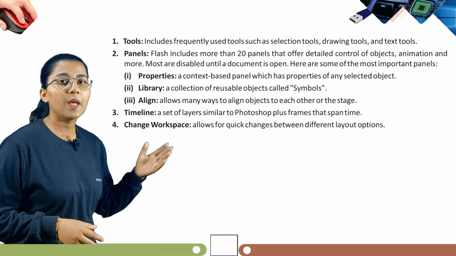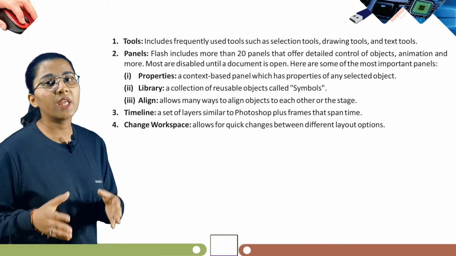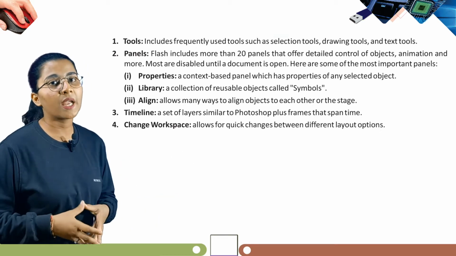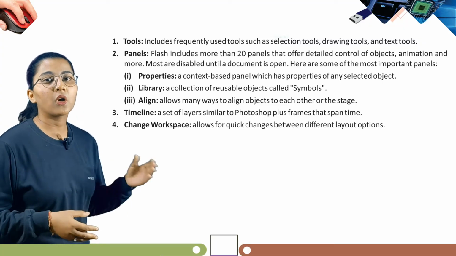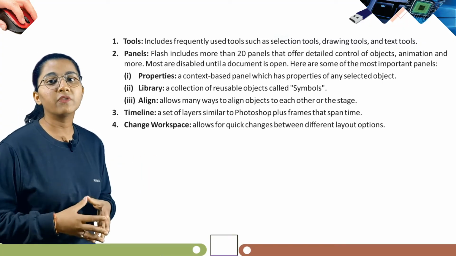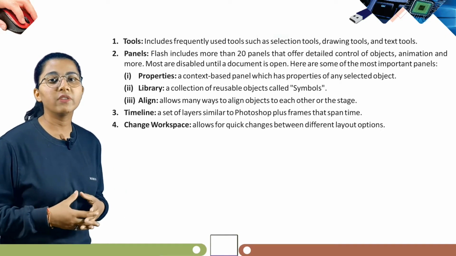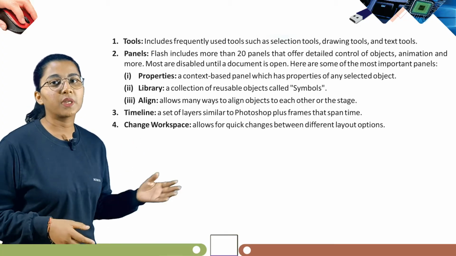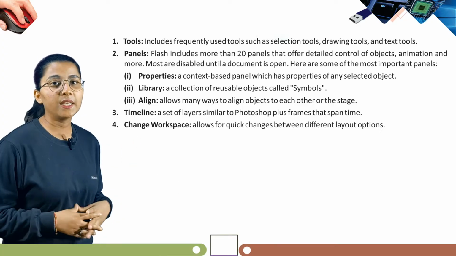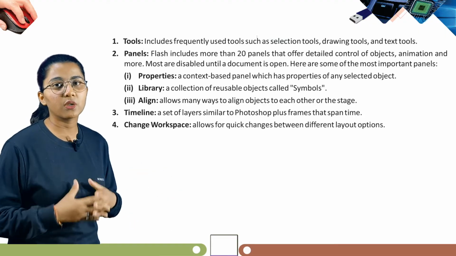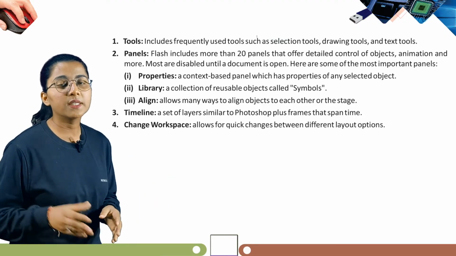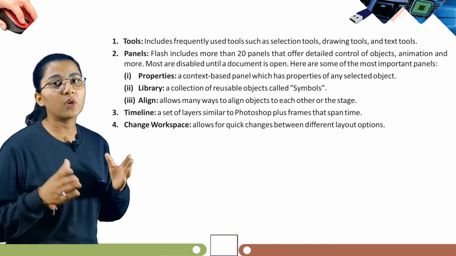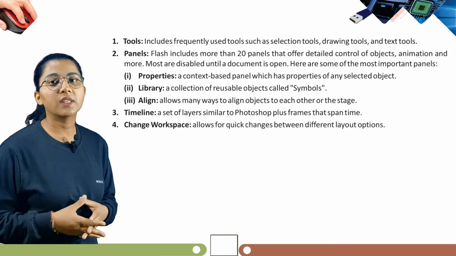Then we have second, Panels. Flash includes more than 20 panels that offer detailed control of objects, animation and more. Most are disabled until a document is open. Here are some of the most important panels. Our first panel is Properties, a context-based panel which has properties of any selected object. Second, Library. Library is a collection of reusable objects called symbols. Then third is Align, which allows many ways to align objects to each other or the stage.